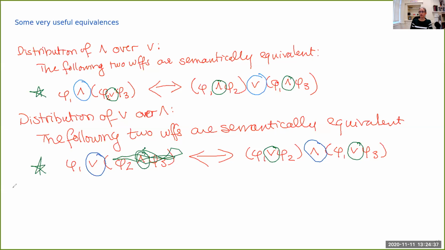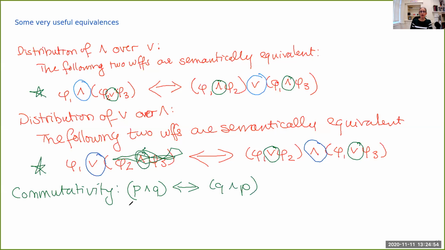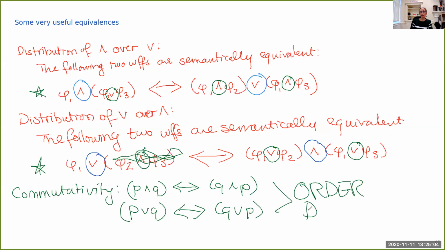There are the commutativity principles, which basically say it doesn't matter what order you take conjunctions or disjunctions in. So P and Q is going to be equivalent to Q and P. Similarly, P or Q is equivalent to Q or P. So commutativity is order doesn't matter when you are looking within a conjunction or within a disjunction.